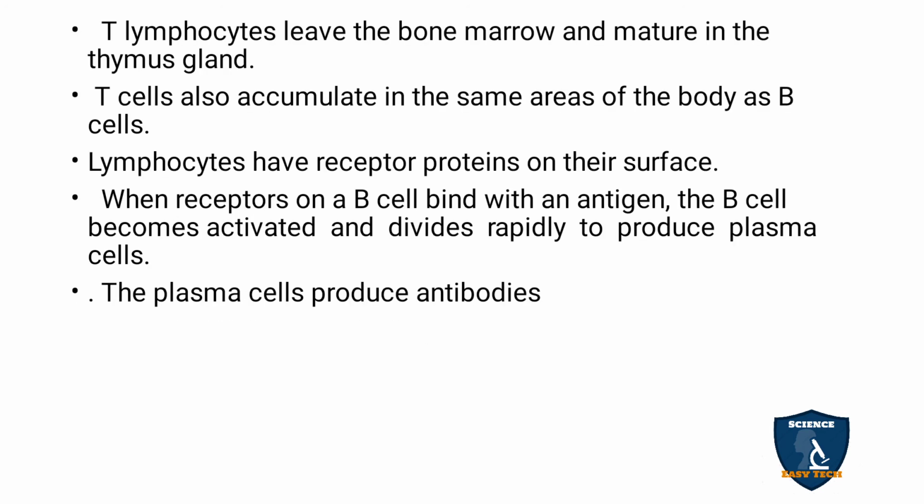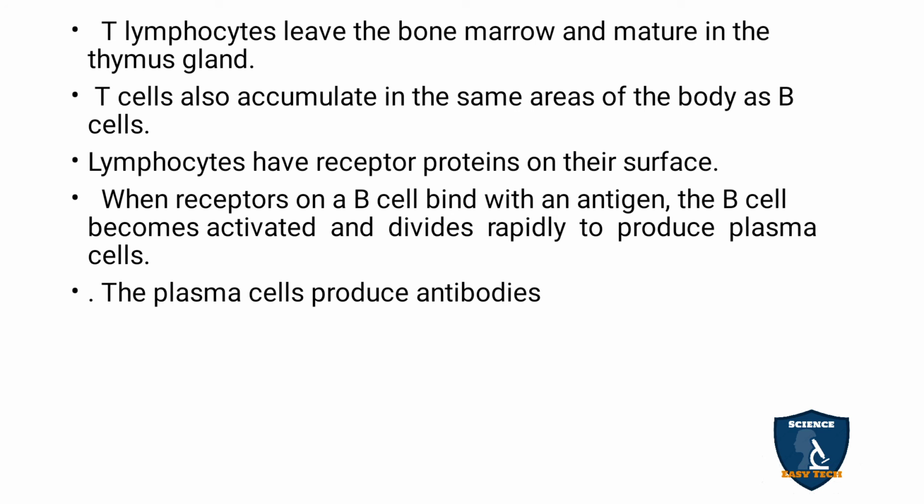Now we are going to talk about the T lymphocytes. The T lymphocytes leave the bone marrow and mature in the thymus gland. Here we are differentiating B cells and T cells. B cells are produced in the bone marrow. Both are produced in the bone marrow, but B cells mature in the bone marrow itself. The T cells leave the bone marrow before maturity and reach the thymus gland, and there the maturity occurs.